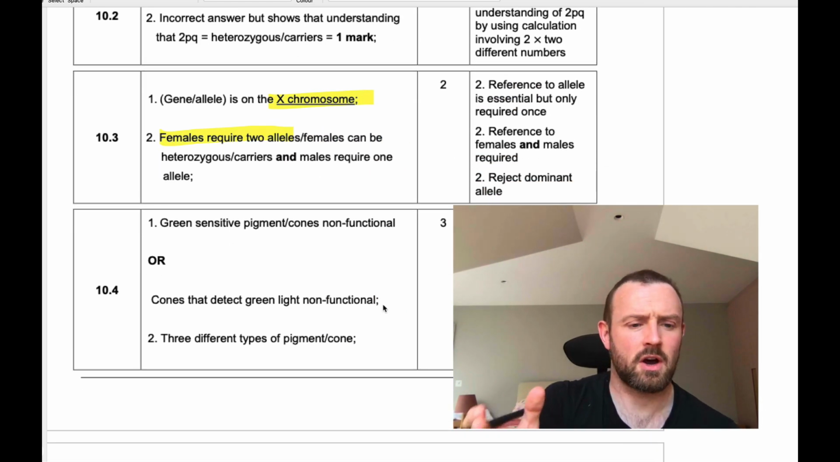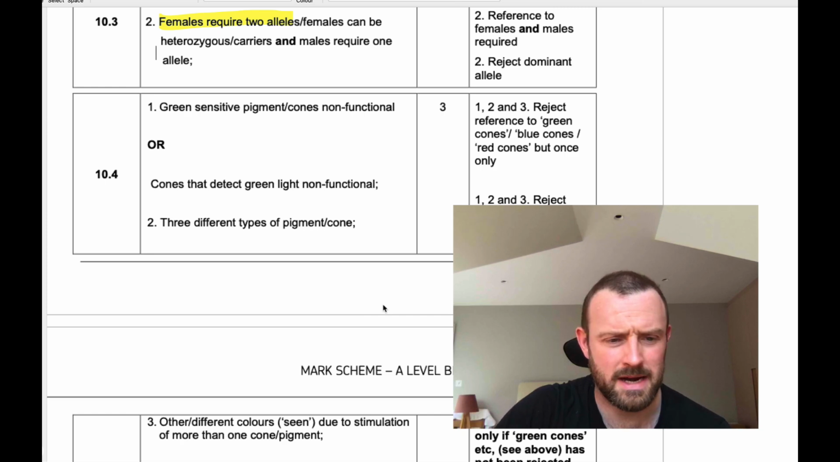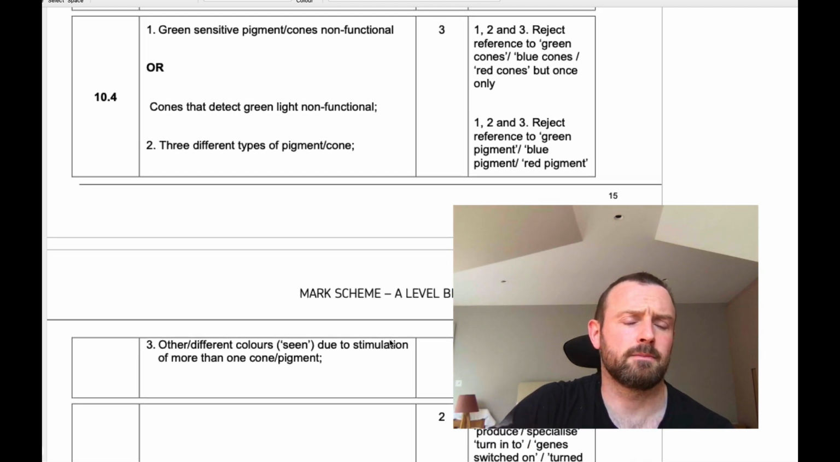Okay, the green cones aren't there. There are 3 different types of pigment and cone. I did explain that. So we've got red, blue, and green. So other different colors are due to the stimulation of more than one cone. Okay, yeah. That's the mark scheme.